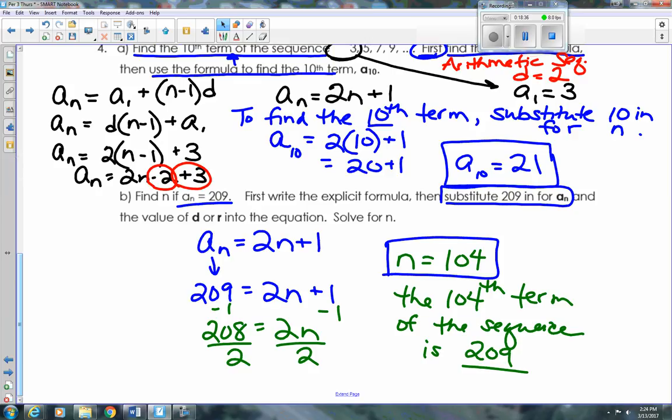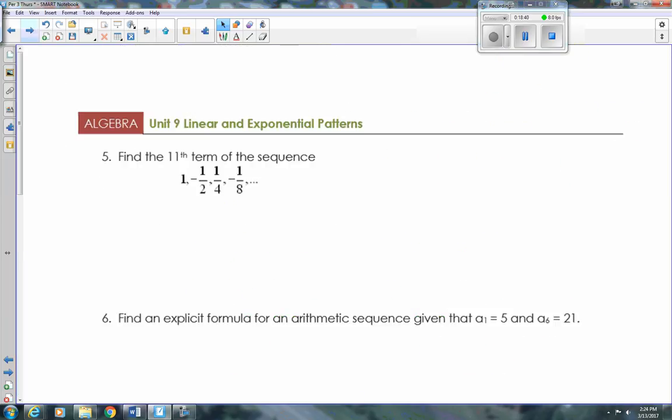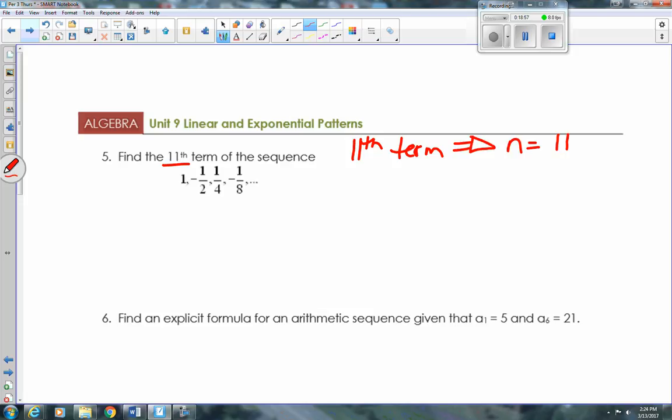All right, we're ready now to go on to the next page. We want to find the 11th term of this sequence. All right, if we're finding the 11th term, then that means that n has to equal 11. But I don't have anything to substitute 11 in. I don't have a formula here. So I need to find my explicit formula.